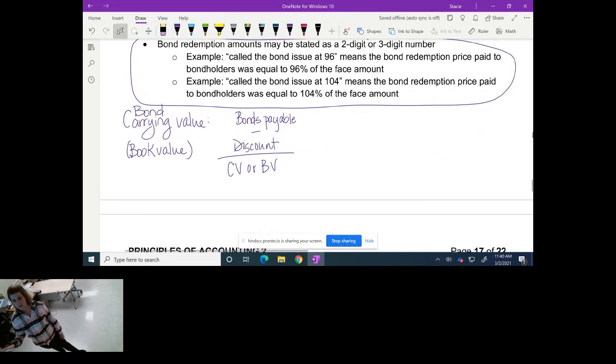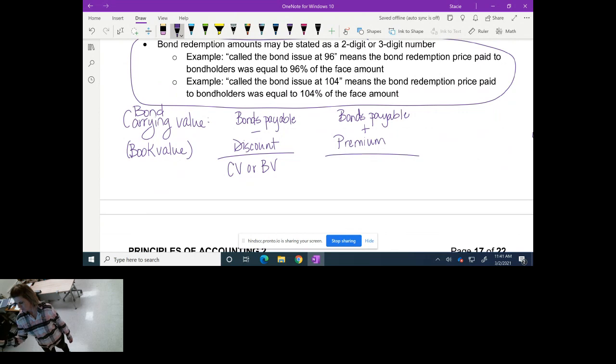All right, if you have a premium, it will be bonds payable, so whatever your face amount is, plus the premium. And when I say discount or premium, I mean unamortized, whatever's left on the books, because if you've had the bond issued for a while, you've been chipping away at that discount or premium. So you're looking for the balance in these accounts. That's going to give you carrying value or book value. Book value and carrying value are the same thing.